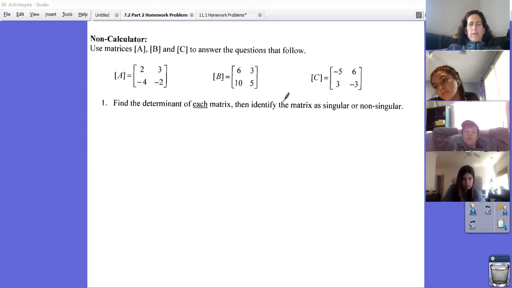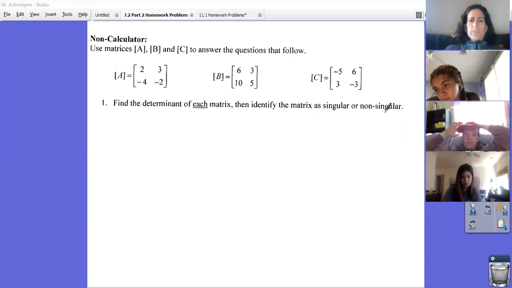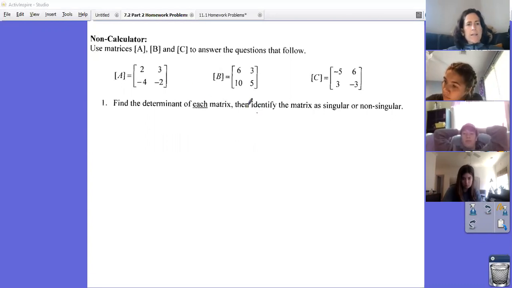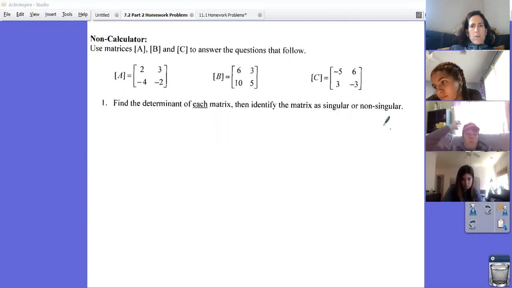And then it said to identify it as singular or non-singular. That was kind of a new concept. It really was not covered in the notes. Singular means it does not have an inverse. So if you get a determinant that is 0, it is singular, which means that it does not have an inverse. But if you get a determinant that's not 0, we call that non-singular, and therefore it does have an inverse. But this part was only asking you to find the actual determinant value and go from there. Do we have any questions about that one?